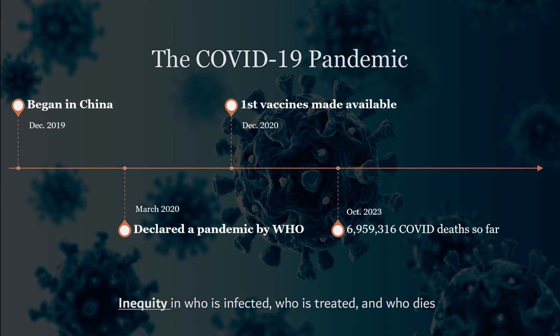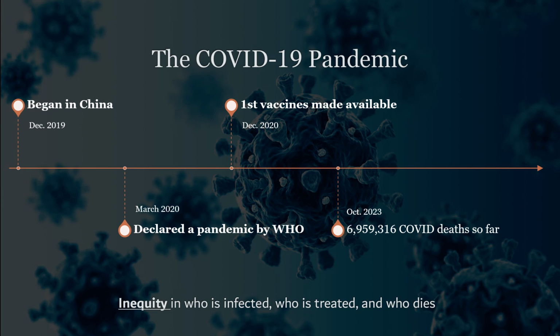So only about 3 months there. Of course, this is a very quick progression to pandemic status. That is one of those important key traits of a pandemic: how quickly and how widespread that disease becomes. It wasn't until December of 2020, about 9 months after that declaration, that the first vaccines were made available. They were not made available to everyone all at once. They were made available to select populations early on, and then over time they became available to everyone.